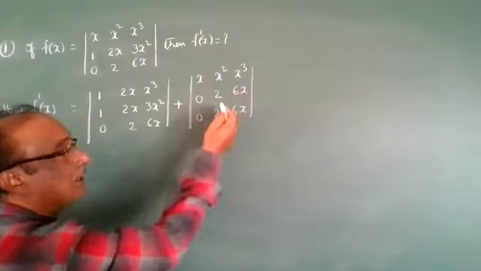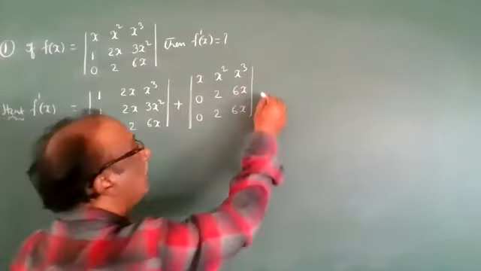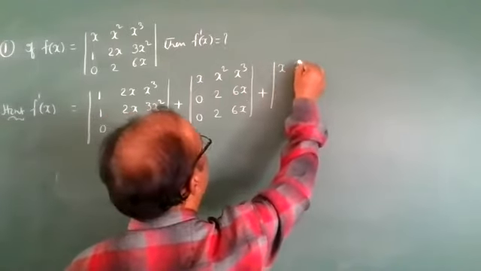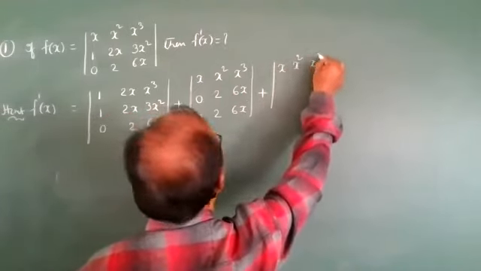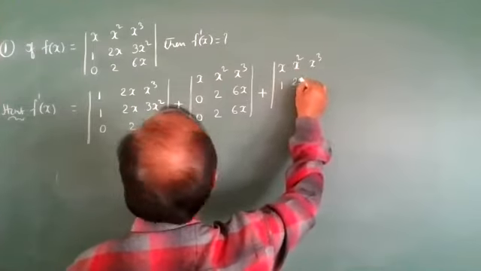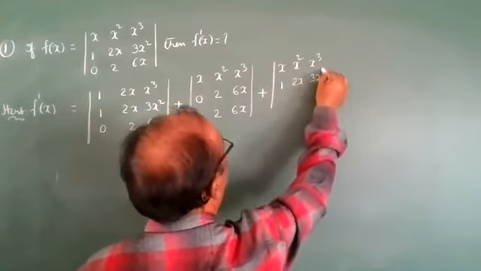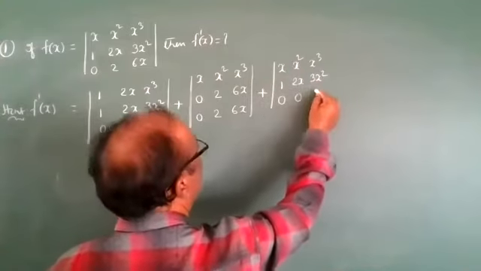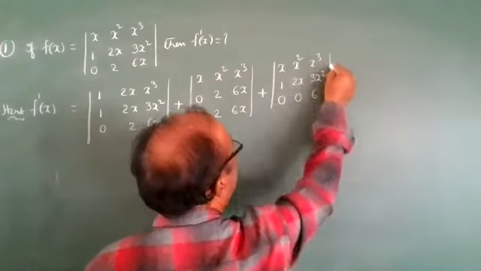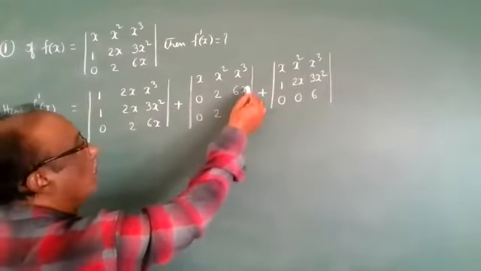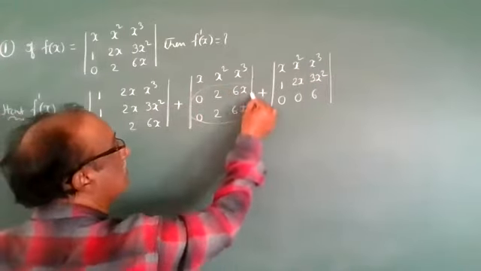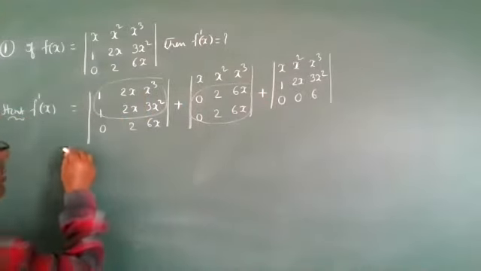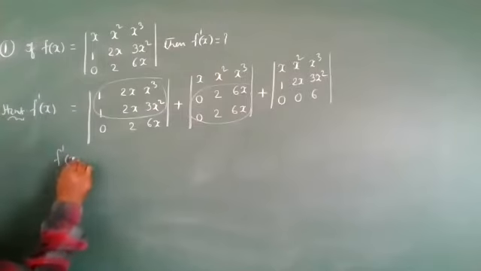Now the second row and third row are equal, so that is 0. Now come to the first row the same: x, x square, x cube. Second row also the same: 1, 2x, 3x square. Third row: the derivative of 0 is 0, the derivative of 2 is 0, and the derivative of 6x is 6. Here two rows are equal, so that value is 0. Therefore f dash of x.